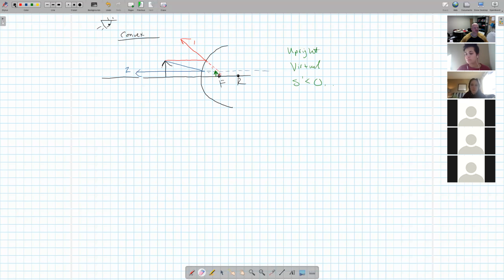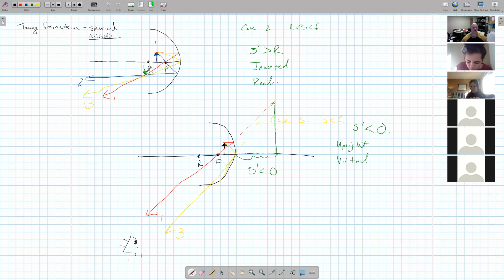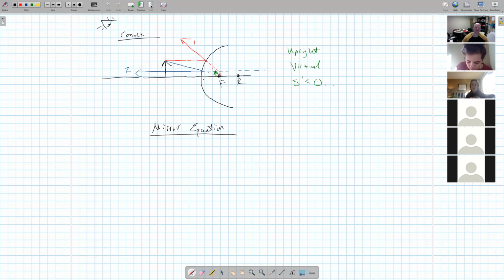formed. And this is what we call the mirror equation. Now, the mirror equation is based solely off of geometry. The way that you can do this is you can use any one of these 4 cases. So the convex, or these 2 cases for the concave, or the previous case that we saw last time. But any one of those, you'll get exactly the same answer. I'm not going to bother going through all the geometry, but basically what you find is that 1 over the object distance plus 1 over the image distance is equal to 1 over the focal length. This is what we call the mirror equation, which is also the thin lens equation. So you guys have seen this before.